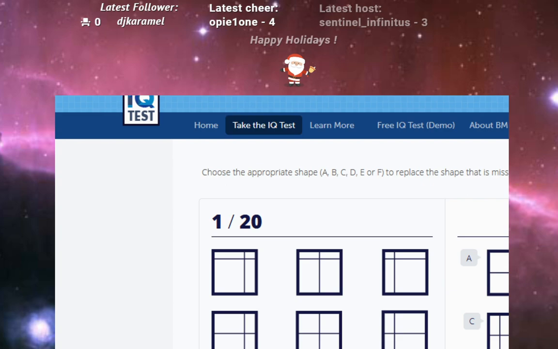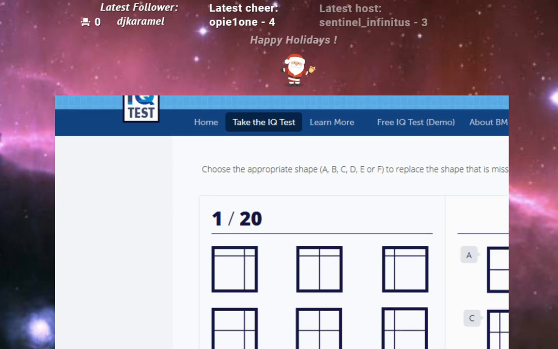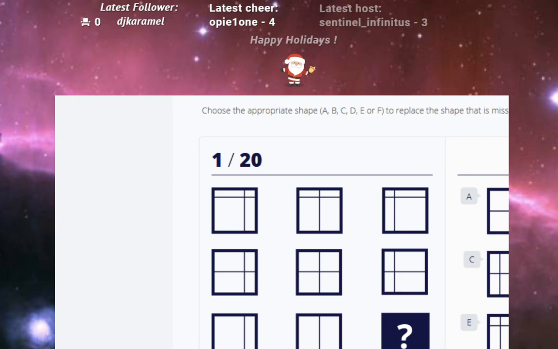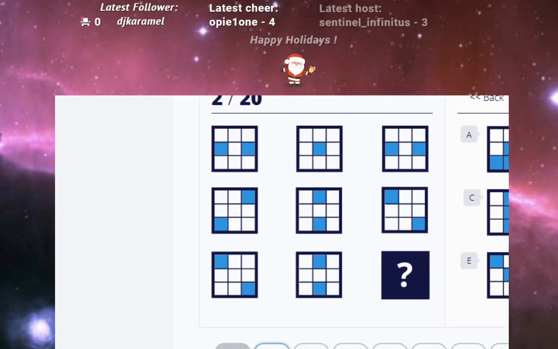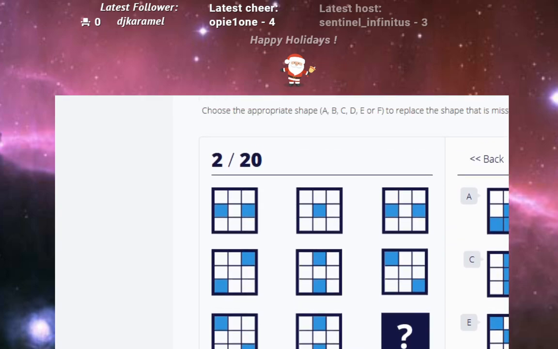Choose the appropriate shape and replace the shape that's missing. What the hell? I got 1 minute to do each question. Choose the appropriate shape and replace the shape that's missing. Oh, wait. Oh, wait a minute. Wouldn't it be? Yeah, here. Choose the appropriate shape and replace the shape that's missing.